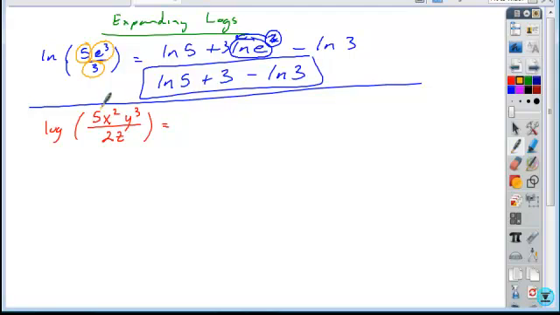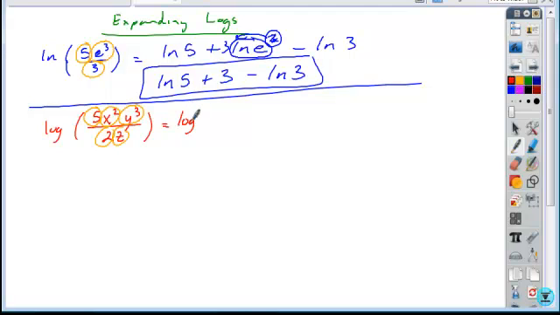Again, look to see how many logs you are anticipating expanding into. We have a factor with the base 5, a factor with the base x, a factor with the base y, a factor with the base 2, and a factor with the base z. So you should be anticipating 5 different logs as you expand this out.